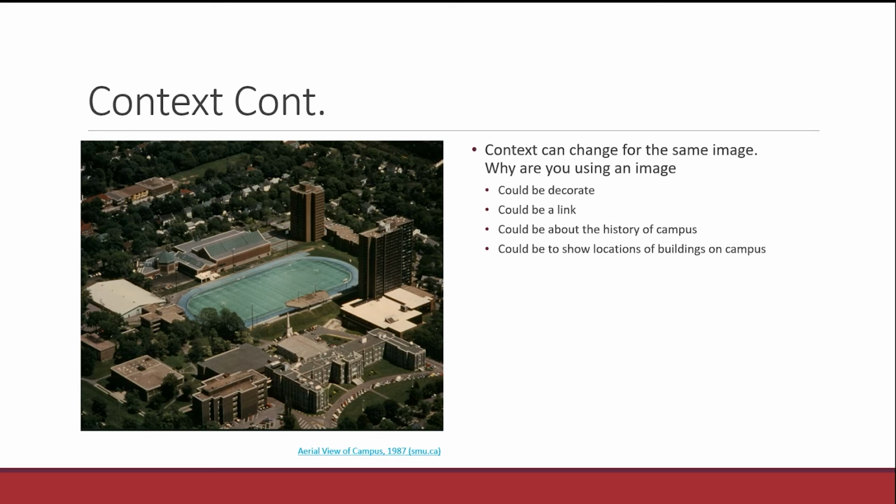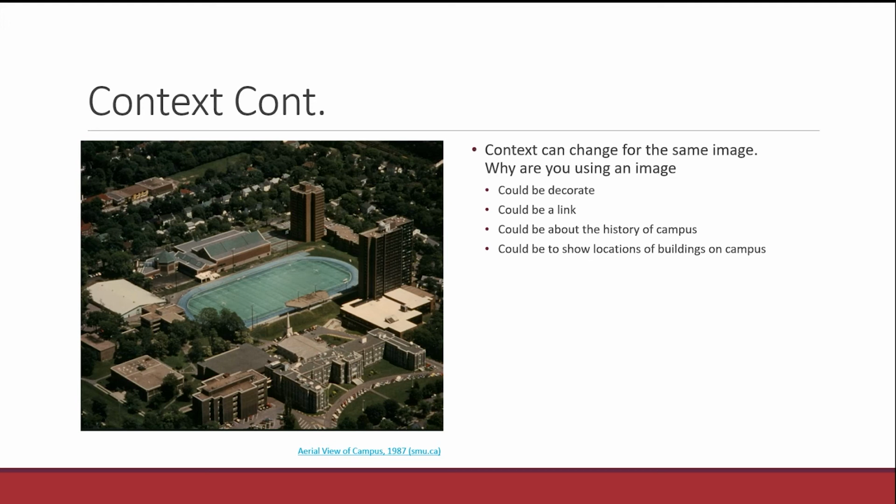So this image of the campus could be used just as a decorative piece, and if it's being used decoratively, you just click the little box. If it is a link, then it's really important that you say it's a link and what it's linking to. If you're talking about the history of the campus, then that element should be brought in. If you're trying to describe where buildings are, you can see where the same image can be used really differently for different reasons, and that's the really important part of what we need to include in the alt text.